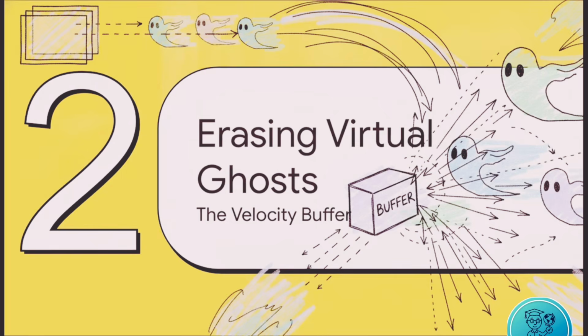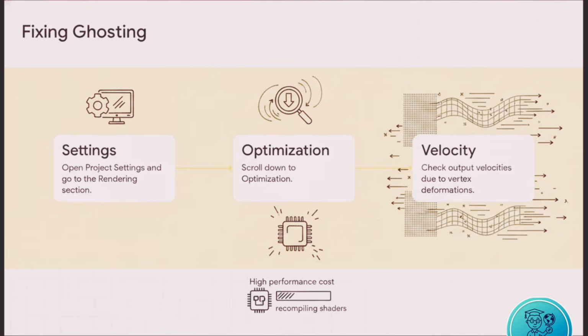Which brings us to Section 2. Erasing virtual ghosts. So how do game engine developers mathematically solve this ghosting artifact? Well, to fix this in Unreal Engine 4, developers basically have to force the engine to calculate exactly where those pixels are going. You go into the project settings, down to optimizations, and check output velocities due to vertex deformations.